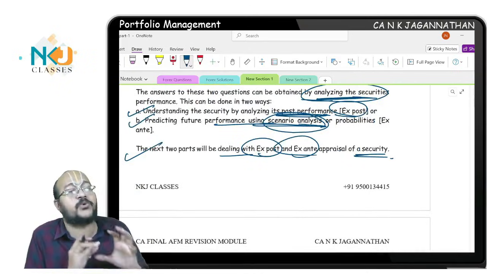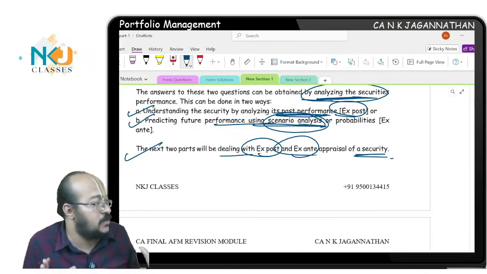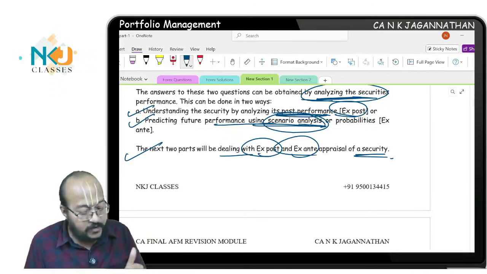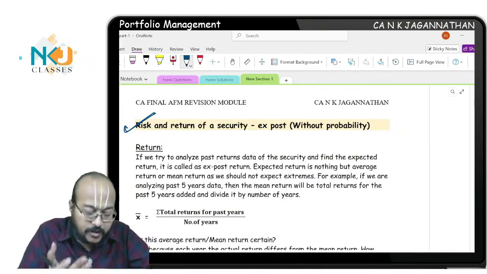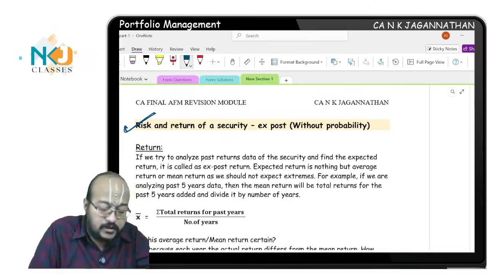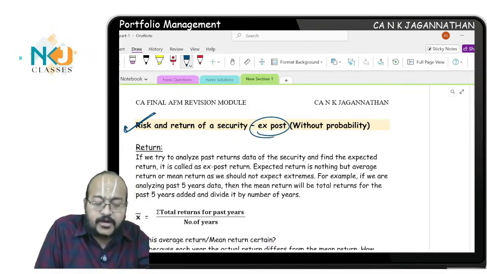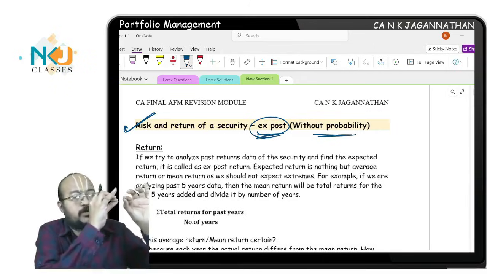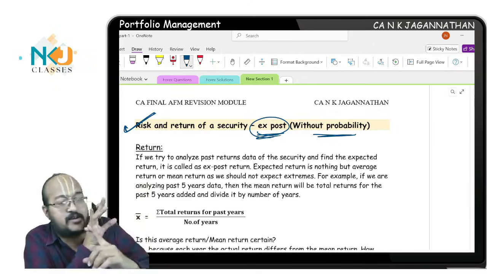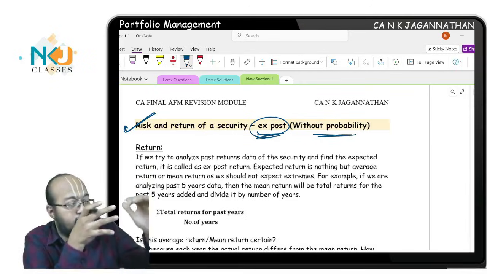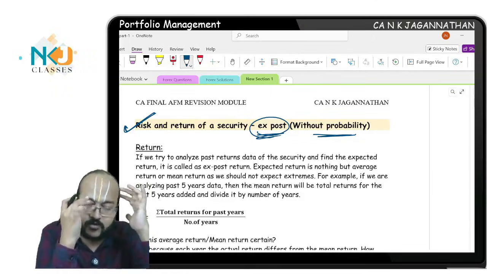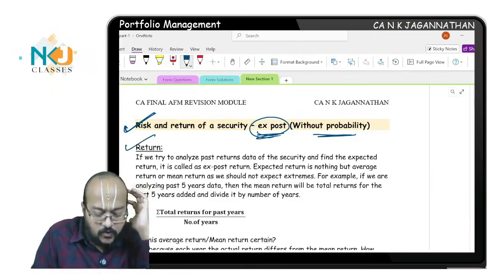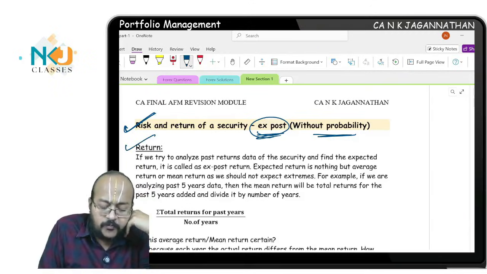Now I need to compute mean return and deviation from the mean. For this, 2 types of data can be available. One is ex post data and another is ex ante data. That is what we are going to discuss here. Risk and return of the security when ex post data is given without probability. When the question gives you probability, it is ex ante data. When it is not giving probability, and past 5 years, 10 years, 3 years are given, it is without probability. Now see, how to compute return? If we analyze past return data of a security and find the expected return, it is called ex post return.